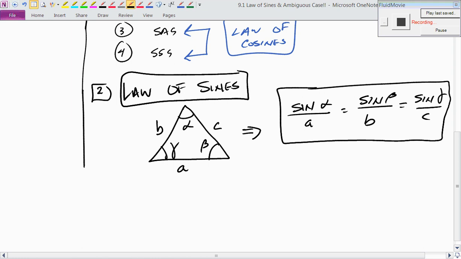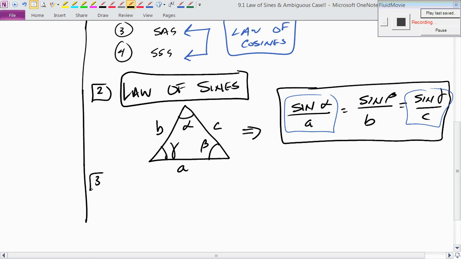The only thing you can't do is mix and match. So what I mean by that is, we could set sine alpha over A equal to sine gamma over C, or sine alpha over A equal to sine beta over B. We could even invert the whole thing. We could put the A's, the B's, and the C's on top, and all the sines on the bottom. What you can't do is just mix and match them. Like, for example, sine alpha over A equals B over sine beta. You can't do that. But you can leave everything else, either all the sines on the top or all the sines on the bottom, and vice versa. It's actually very, very handy.